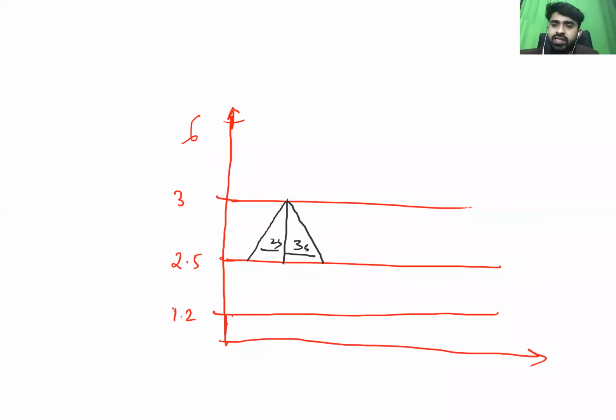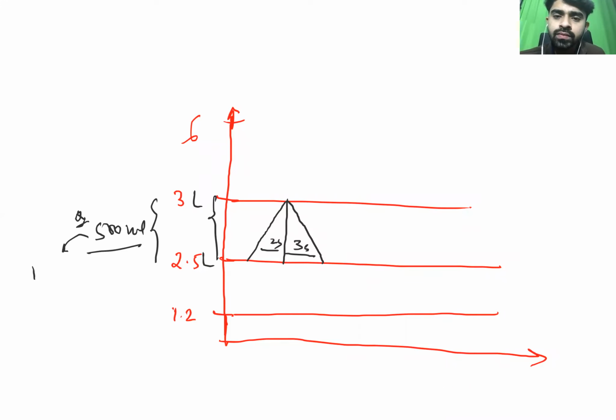Anyways, the next question is that this is a normal respiration, normal breathing. And that's why the volume between 1.5 liter and 3 liter, which is a 500 ml volume, is known as, tell me, beta. Tidal volume. Very good. This is called TV or tidal volume.